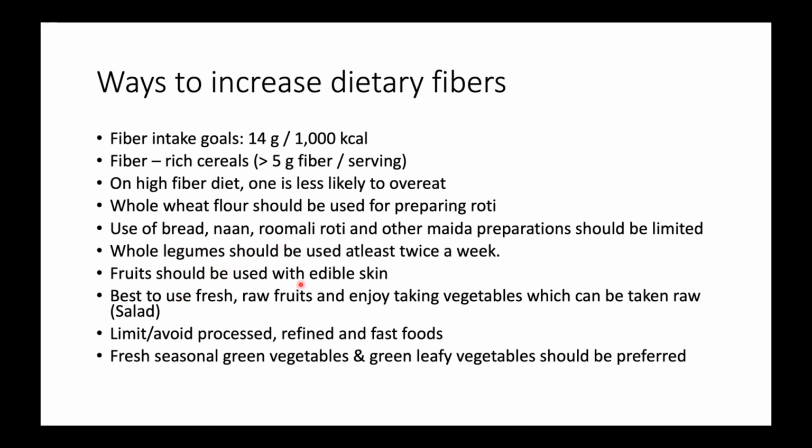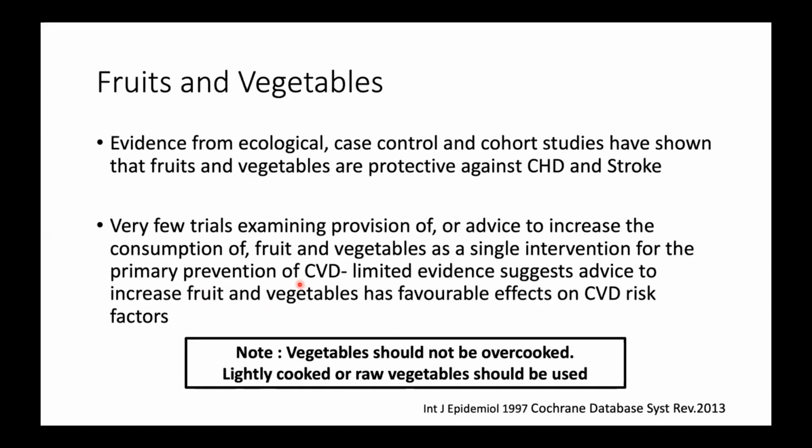Fruits which have edible skin are a very good source, and the best source is the fresh raw fruits, and vegetables which are green leafy vegetables and seasonal leafy vegetables, and the fruits and vegetables. And we have seen that it is protective against coronary heart disease and stroke. And important to note that the vegetable should not be overcooked. Lightly cooked or raw vegetables are seen to be protective.